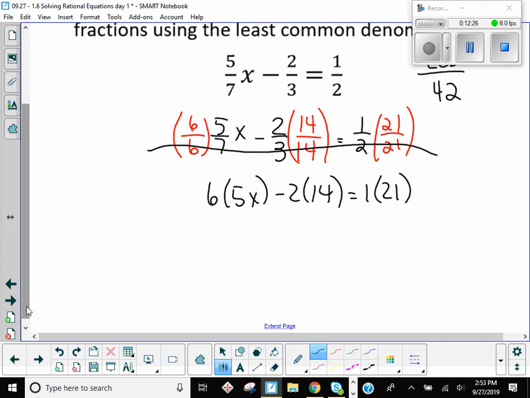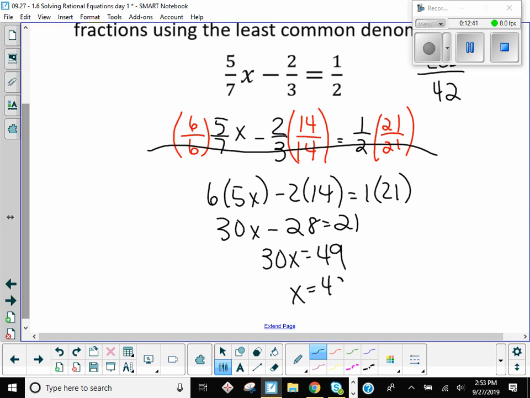And so then if you just did that math, you have 30x minus 28 is 21. And you would add 28 to both sides, giving you 30x equals 49. And then you would divide both sides by 30, and you'd have 49 over 30. And that's way less of a headache than keeping all the fractions. You drop them off. That's right. And that's the basic process for what we're doing today. Finding the LCD, the common denominator, is going to be the hardest work for the lesson.